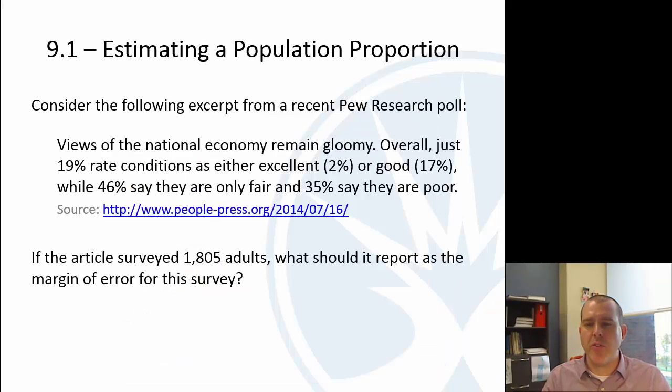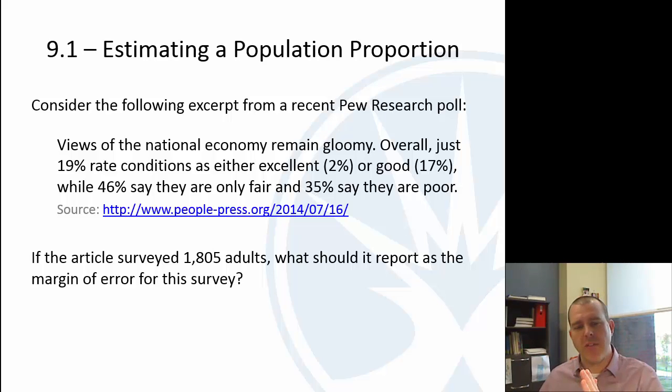This was from a Pew Research poll, a little outdated now, July 2014, about people's view of the economy. We have three different proportions we're going to look at. 19% rated the conditions as excellent or good, 46% said they were only fair, and 35% said they were poor. The question is, it's going to report a margin of error. Technically, if we do a confidence interval for what percentage of Americans believe this, each one of those would have a confidence interval. Okay, we think it's 19%, but plus or minus this.